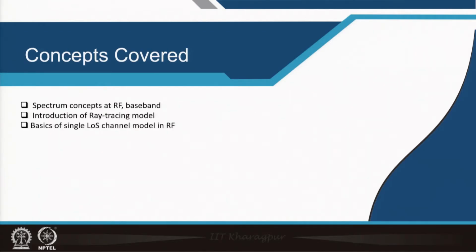So, these are the various concepts which will be covered in this class. Spectrum concept at RF and baseband, predominantly at sub 6 gigahertz, not the millimeter wave yet. And today we will be introducing the ray tracing model and the basics of the single LOS channel model in the RF.